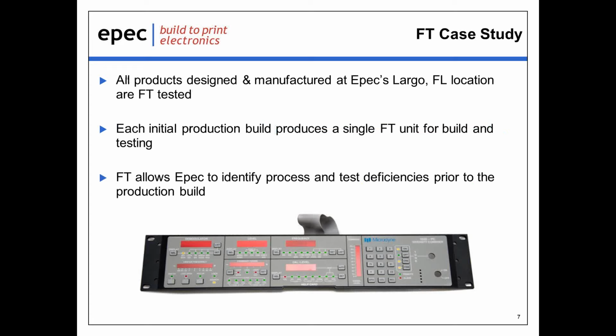Again, all products designed and manufactured at our Largo facility are functionally tested. Each initial production build produces normally a single first article or a single functional test unit prior to our production build. So we actually build a one-off product in effort to identify our processes and our tooling, and also to stand up our test functionality and different things of that sort before we actually go into the full production build. Also, our functional test allows EPIC to identify the processes and test deficiencies prior to the production build, as I just spoke of.